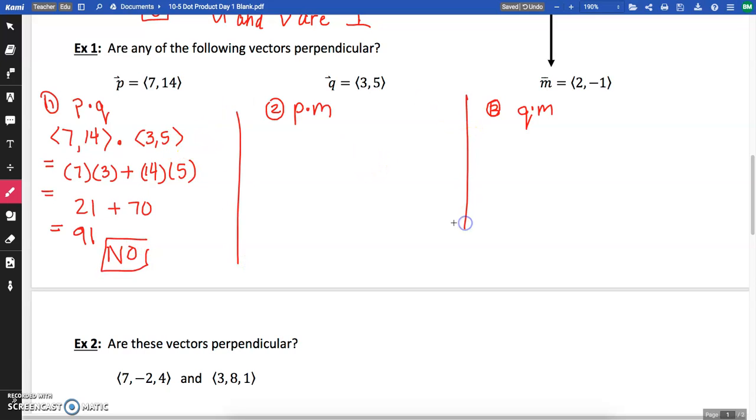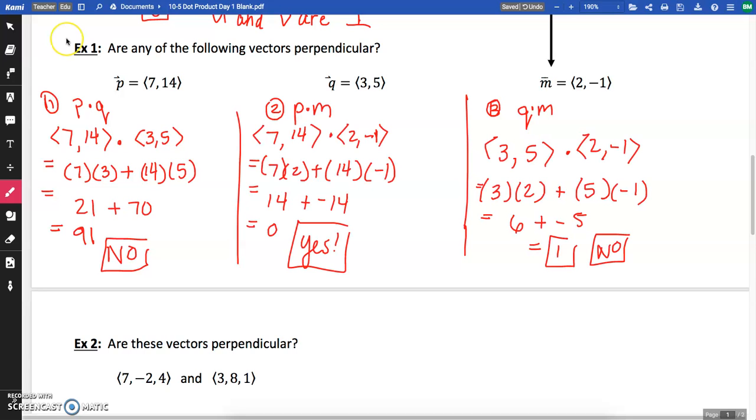Okay. So see if you can find the dot product of P dot M and Q dot M on your own, and then decide if they're perpendicular or not. All right, here are my final answers for the other two pairings. So P dot M, I said yes, those are perpendicular because their dot product equals 0. Q dot M, I got a dot product of 1, so no, they're not perpendicular.